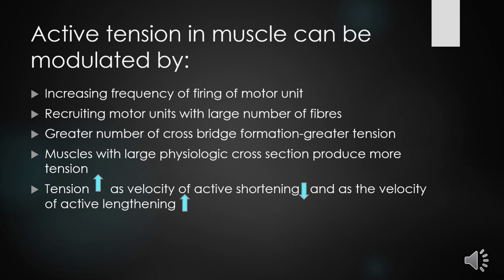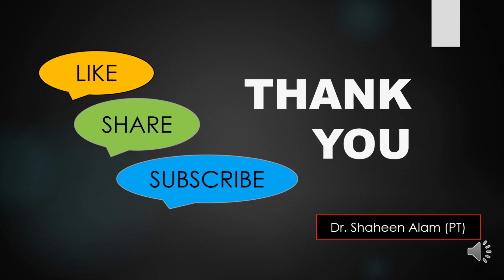And a muscle with a large physiologic cross section produces more tension, so you can use this also. And we already understood that tension increases as the velocity of active shortening decreases and as the velocity of active lengthening increases. So I hope you have a good understanding of the length-tension relationship and force-velocity relationship now.